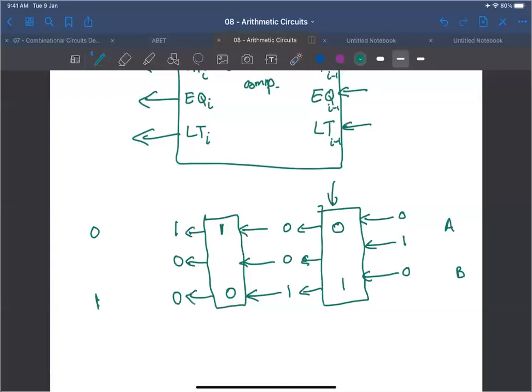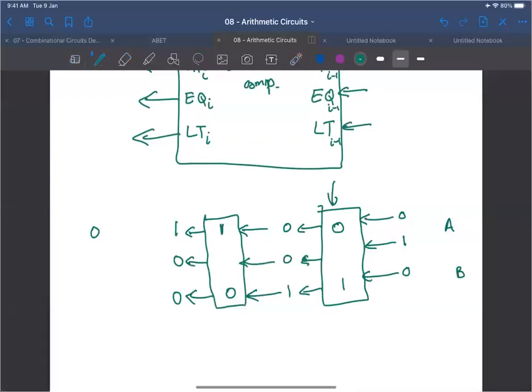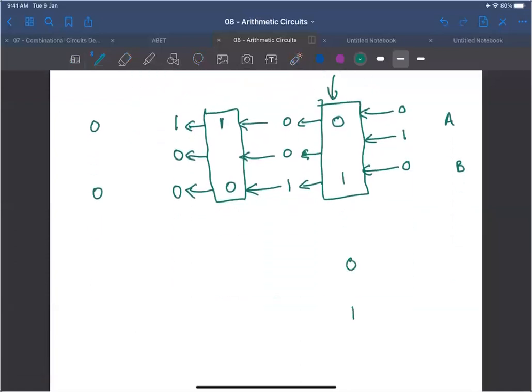Sorry, let me add another case. Let's say 0, 0 here, and then 0, 1.